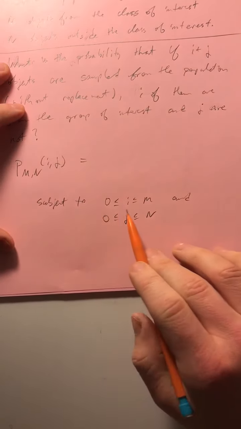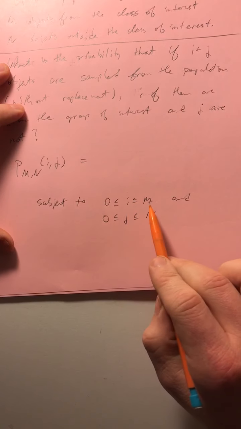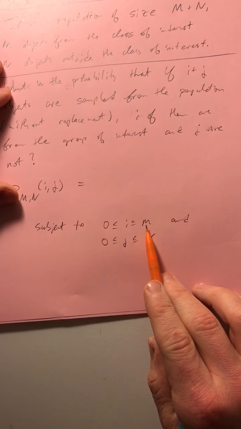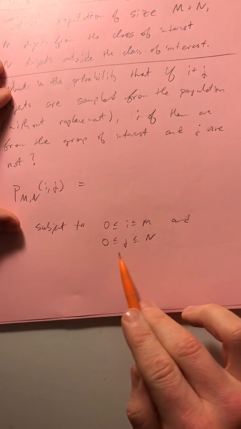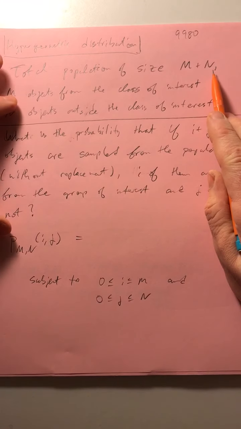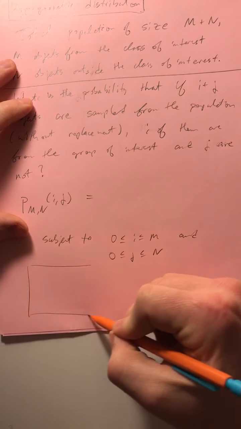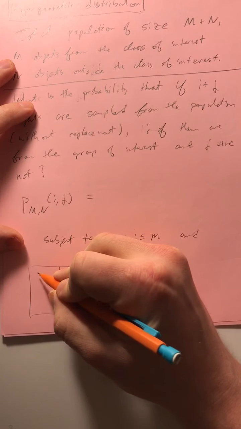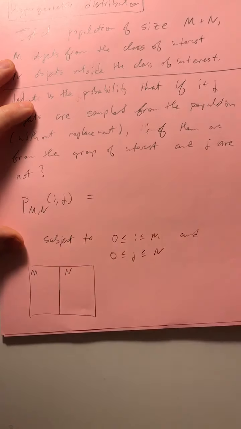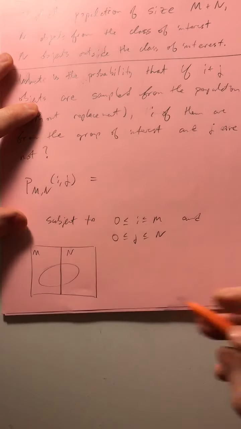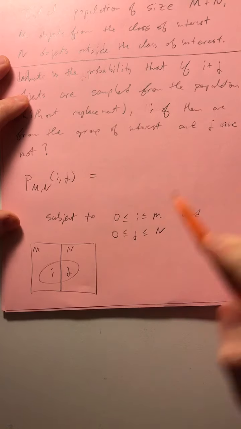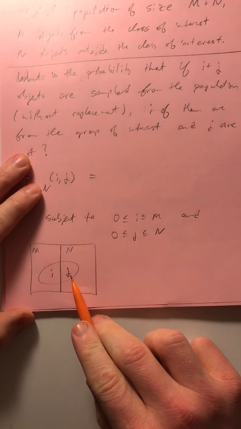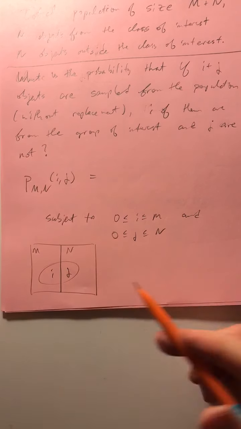Right? So here obviously we're going to be subject to i has to be between 0 and m. m is the total number of items in the class of interest. I can't have more than that. Right? And j has to be between 0 and n, where n is the number of things not in the class of interest. So we have a big collection of all of the washing machines, and then over here we have m, which are non-defective, and n, which are defective. I want to reach in and grab a sample. Of the washing machines that I get, one of them was defective, so i would be 1, and 99 were non-defective, so j is going to be 99. I want to say, what's the probability that that happened?